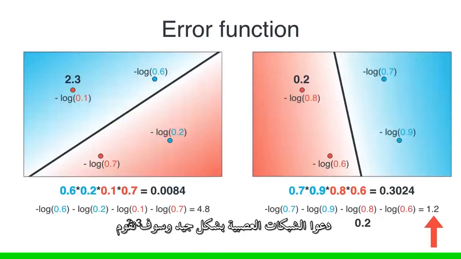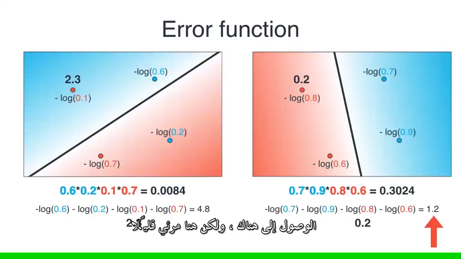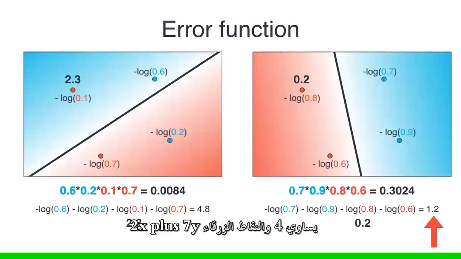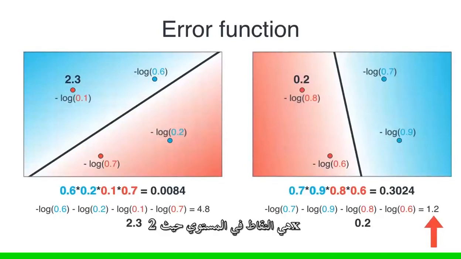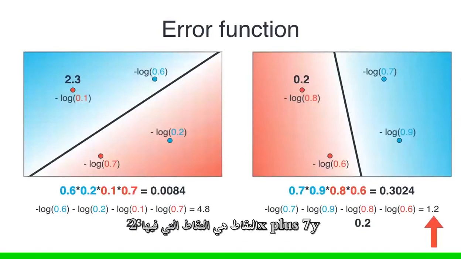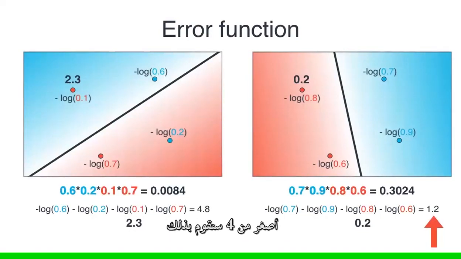Well, we'll get there, but here's a little visual representation. Look at this line that splits the red points and the blue points, and its equation, like an equation of a line, let's say it's 2x plus 7y equals 4. And the blue points are the points in the plane where 2x plus 7y is bigger than 4, and the red points are the points where 2x plus 7y is smaller than 4.